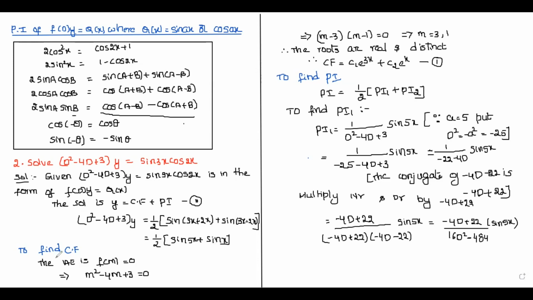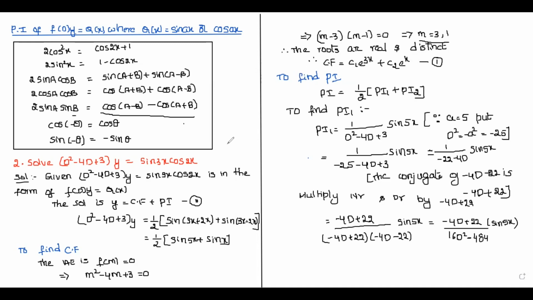To find the complementary function, the auxiliary equation is written as f(m) is equal to 0: m squared minus 4m plus 3 is equal to 0. After factorization, it will be (m minus 3)(m minus 1) is equal to 0. So m is equal to 3, 1. The roots are real and distinct. Therefore, the complementary function is equal to c1 e power 3x plus c2 e power x.